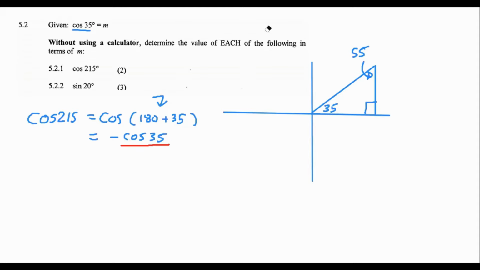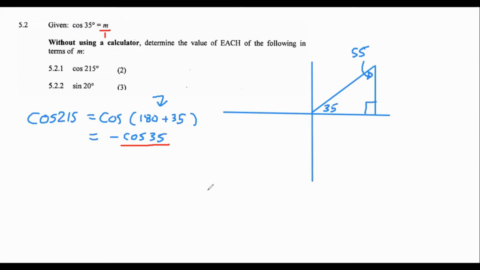So you can use cos for that. The other thing you can do is realize that cos 35 has already been given to us as m. Oh, I haven't even gone and filled that in on the diagram. My bad. Let me quickly do that. So guys, if they say cos 35 is equal to m, you can just say m over 1.